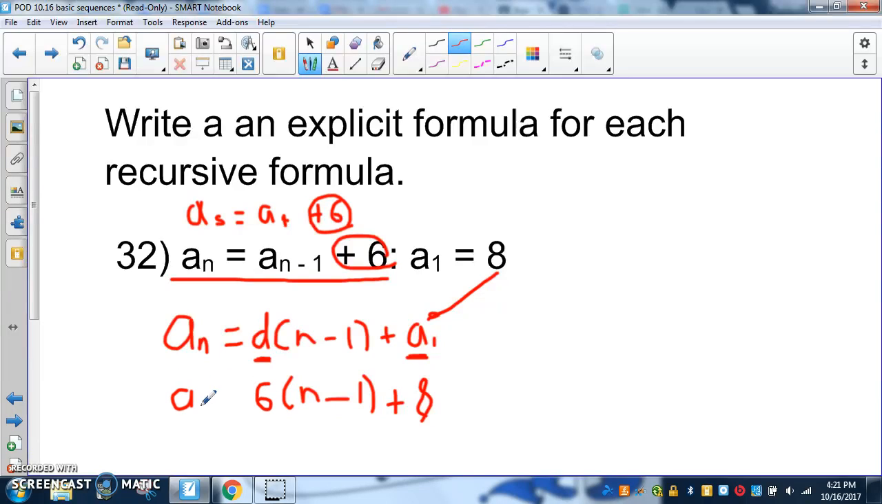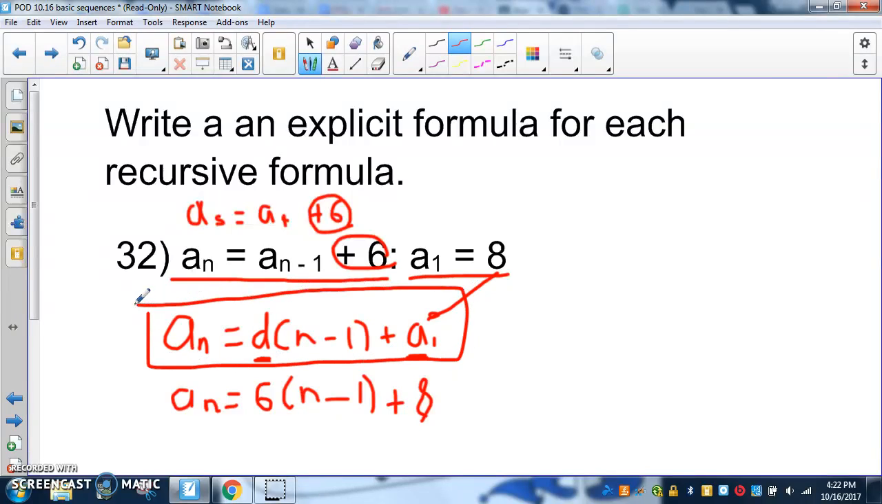And we now have an explicit formula. 6 times the quantity n minus 1 plus 8. That is absolutely an explicit formula. That's exactly what we're looking for. So to do these problems, you just need to pull out a sub 1 and your common difference, which is your last term there, and plug them in for the correct variables in our formula, which again, that's on your notes. It's this right here.